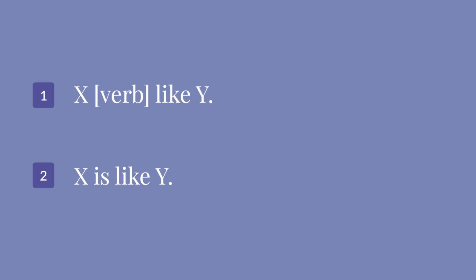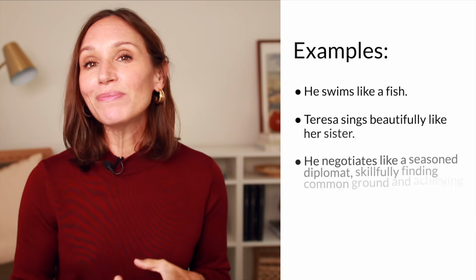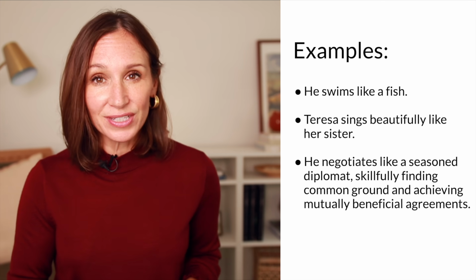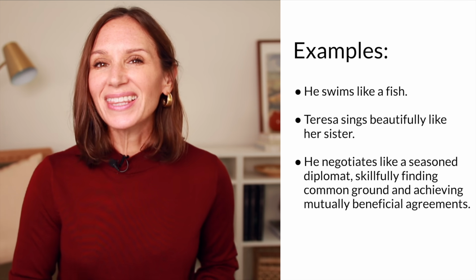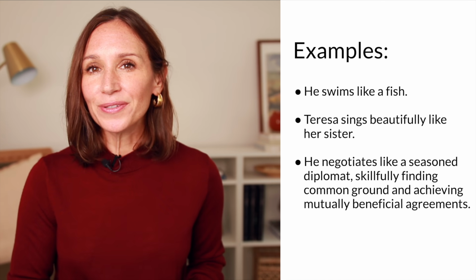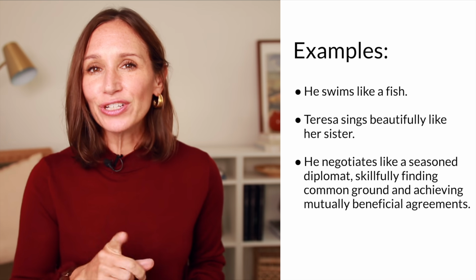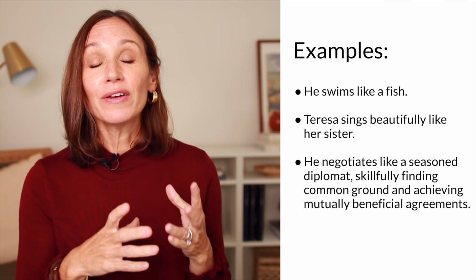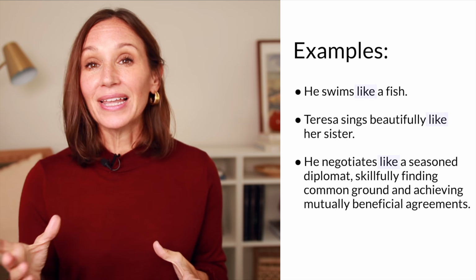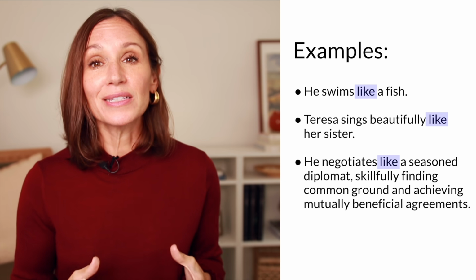Let's take a look at several examples with the first structure using a verb. He swims like a fish. Teresa sings beautifully like her sister. He negotiates like a seasoned diplomat, skillfully finding common ground and achieving mutually beneficial agreements. In each of those examples, we have a subject followed by a verb, like, and then an object. Like a fish, like her sister, like a seasoned diplomat.